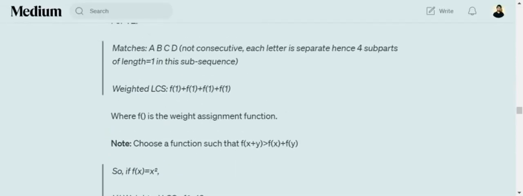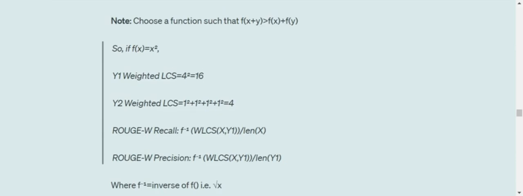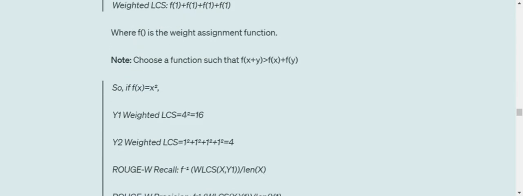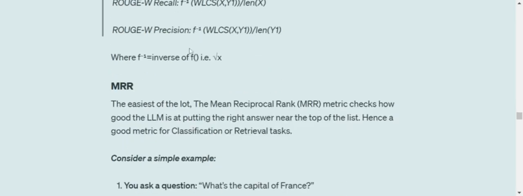Just remember this. We are not considering the length directly, but a function passing the length as a parameter, and this function is x square. So as the longest consecutive subpart match was of length 4 in case of Y1, all ABCD in the subsequence, the function uses f of 4, that is 4 square, that is 16.